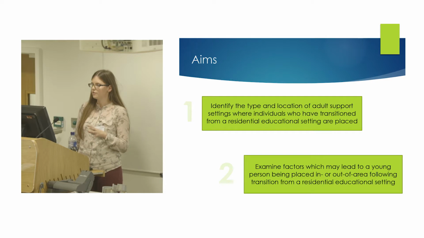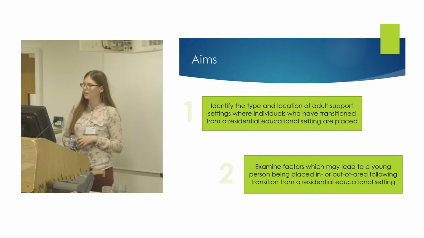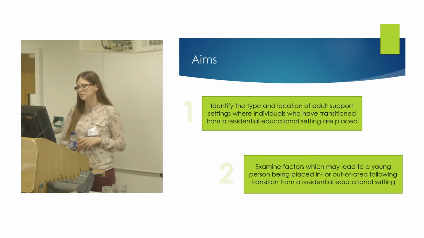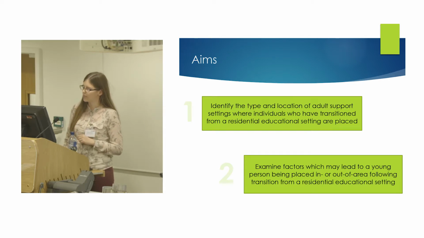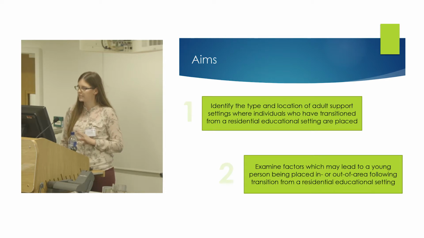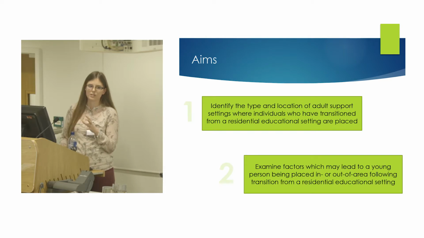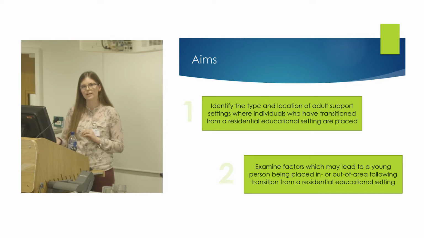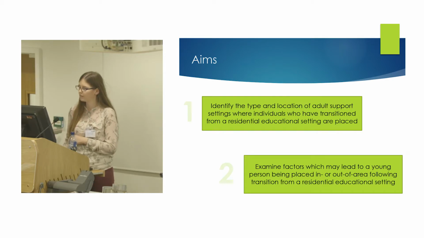Our aims are twofold. So firstly, we want to identify the type and location of adult support settings where individuals who have transitioned from a residential educational setting are placed. And we also want to examine the factors that might lead to the young person being placed in or out of area. And when I'm saying residential educational setting, I'm including schools and colleges in that, and also settings where there might be a day school, but the organisation that runs the day school also run quite a few care homes or children's homes, and so the young people are effectively placed in a residential setting.